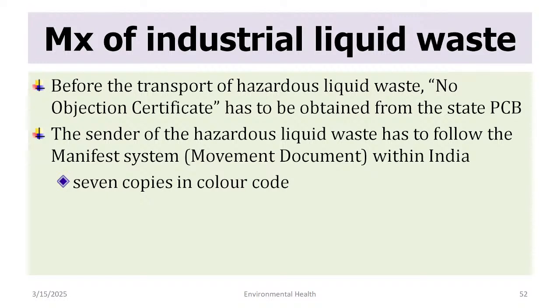Then something related to the transport part. Transport is not only through pipeline, especially through public transport system. So the occupier has to get a no objection certificate if the hazardous waste is being moved from one state to another state, even inside the same state from one district boundary to another district boundary, and often even inside the district also. So no objection certificate, and they have to follow something called the manifest system. Manifest is a system of movement document. So it has 7 copies in color codes.